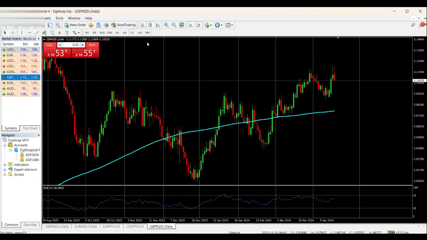Yeah, this is the GBP NZD pair. This is the trade that we've been waiting on for the last almost 2 weeks now, right? So I'm going to show you guys how you can use the fib to actually get in this trade, right?